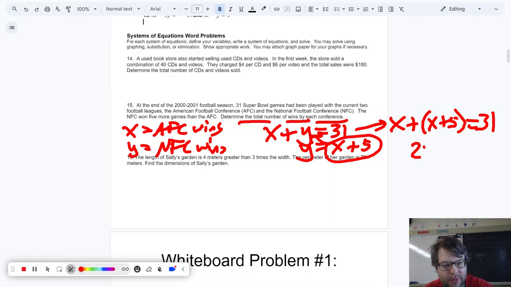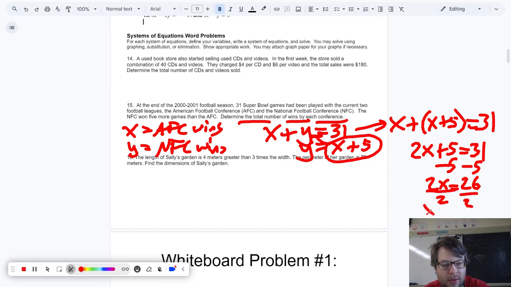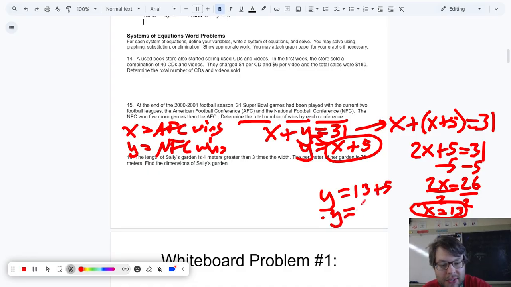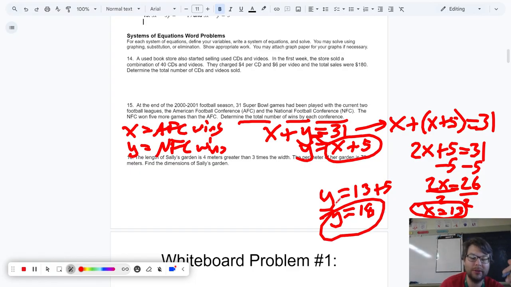X plus X plus 5 is really just saying 2x plus 5. Solve this just like you've solved so many equations already in your life. Subtract 5, divide by 2, so it looks like x is 13. I know that y is x plus 5, so if I do 13 plus 5, then I get y is 18. And if you check, those two numbers do really add up to 31.